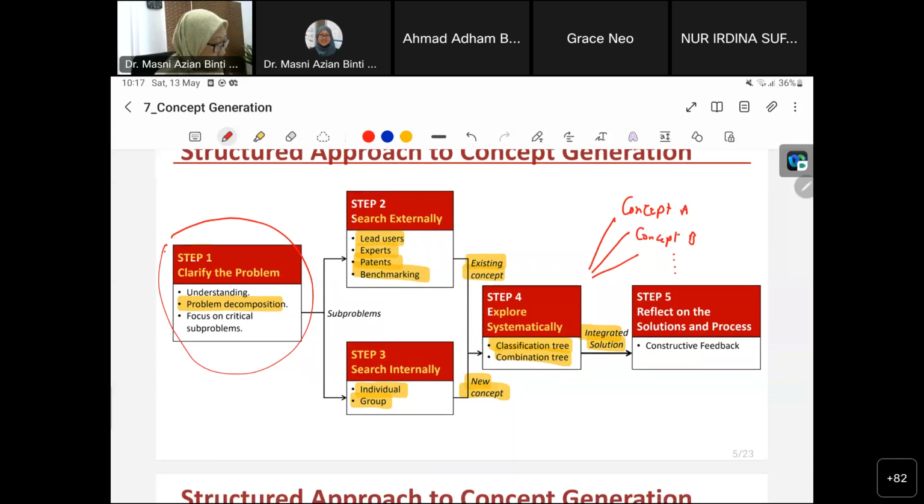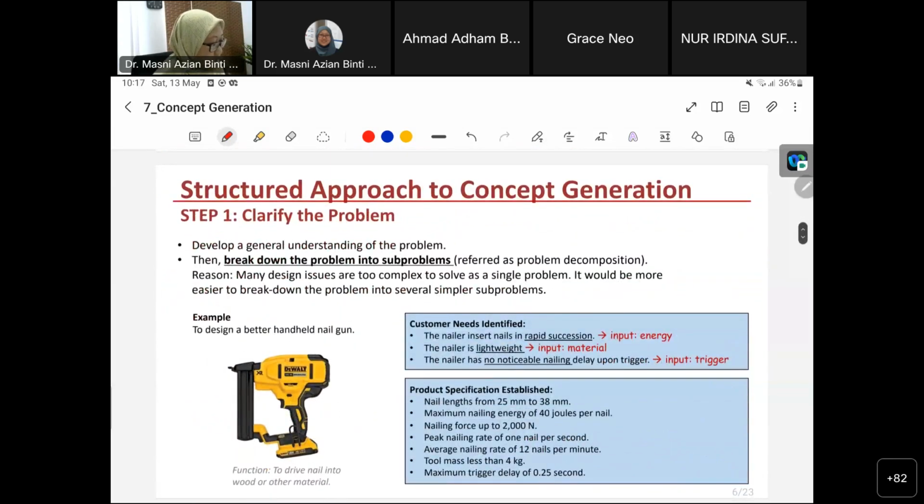What happens at each step? Okay, so in the first step, when you want to find the solution for a particular problem, you have to really understand the problem, clarify the problem. During this step, you develop a general understanding of the problem, and then you break it down into sub-problems. Sometimes we refer to this activity as problem decomposition. We are breaking it down into smaller sub-problems.